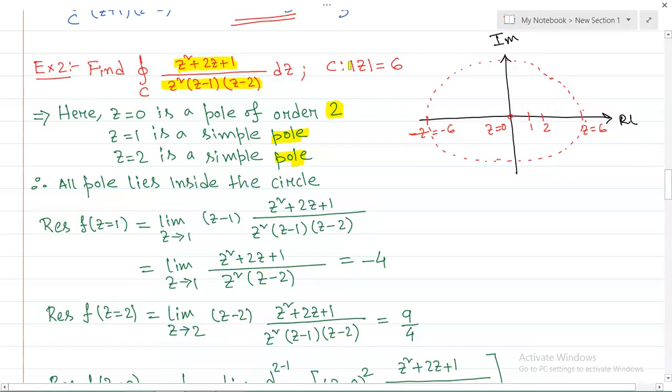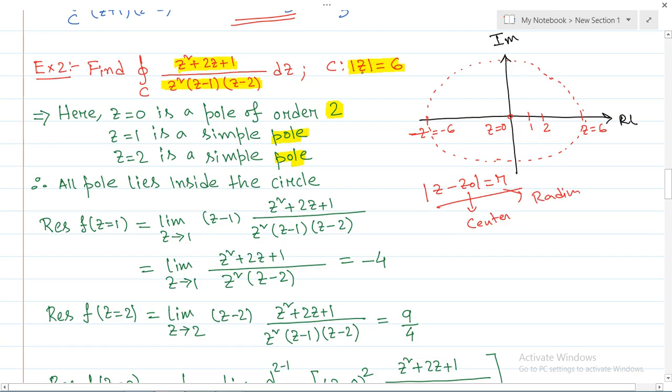Now we are having the circle, that is mod z equal to 6. So mod z equal to 6, now you are habituated with this. Mod z means the center is at the point 0, because the structure is mod of z minus z0 equal to r. I have already told you from the very first video lecture that the circle we denote by mod of z minus z0 equals r, where z0 represents the center and r represents the radius.